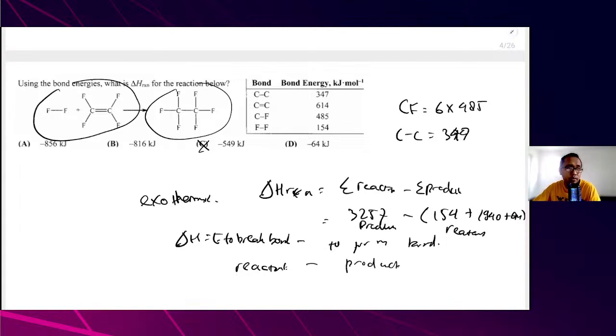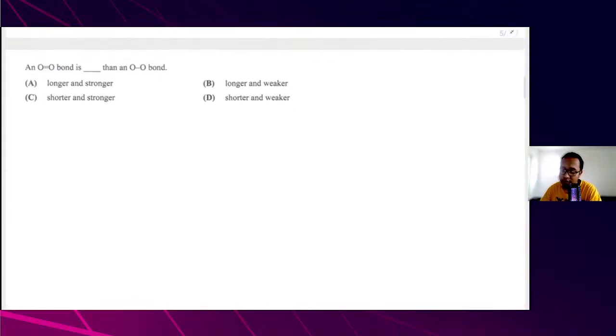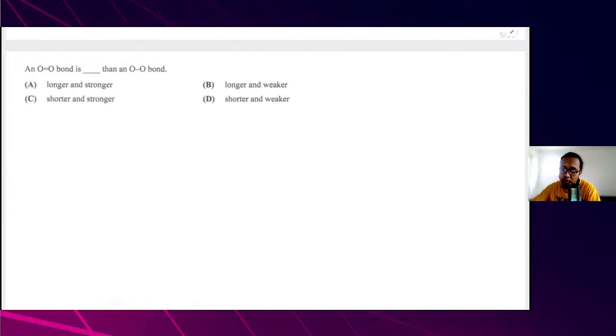So, to find the enthalpy change with bond energies, just remember to break all the bonds first in the reactant, and then subtract the product. Don't do the opposite, like the previous one. Okay, now an O=O bond is blah blah blah, then the O-O bond.